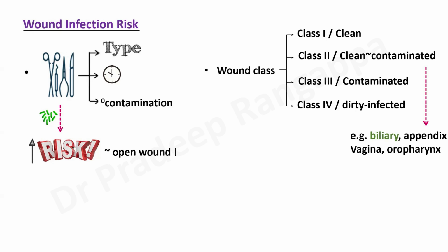So this is the typical classification of surgical wound infection. And the key aspect that delineates class 3 from class 4 is that in class 3 there is contamination, in class 4 there is a lot of devitalized tissue. There is dead tissue which needs to be taken out. So devitalized tissue is representative of dirty infected wounds, which is class 4.